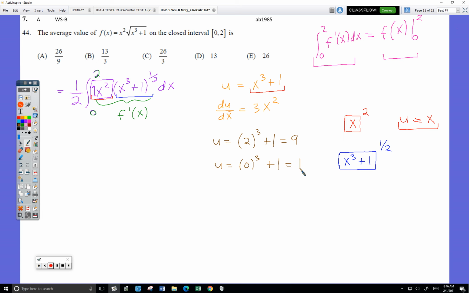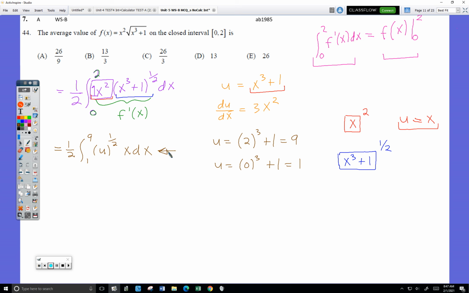So now we start changing everything. This is going to become 1/2. The new limits go from u equals 1 to u equals 9. We have u to the 1/2 power. And we have x times dx. This is no man's land. We can't have an integral that uses x and u.